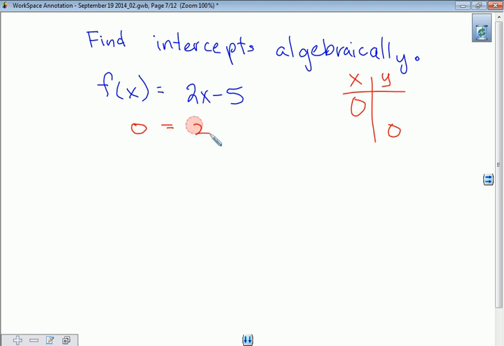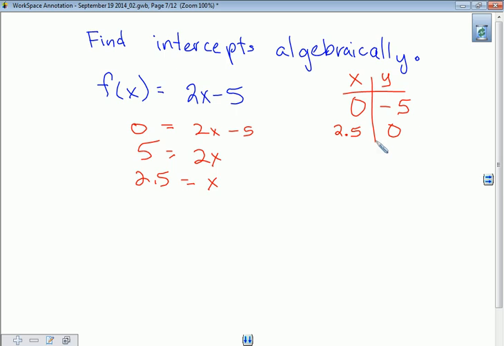So 0 equals 2x minus 5. So we can move 5 over and get 2x, so we get 2.5 equals x. So our x-intercept is 2.5, or 5 halves. Now for the y-intercept, all we have to do is plug in 0 for x. What's 2 times 0? 0 minus 5 is negative 5.